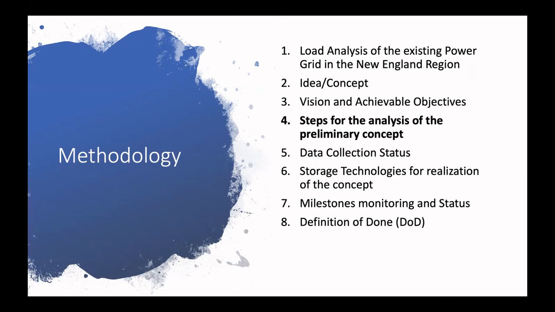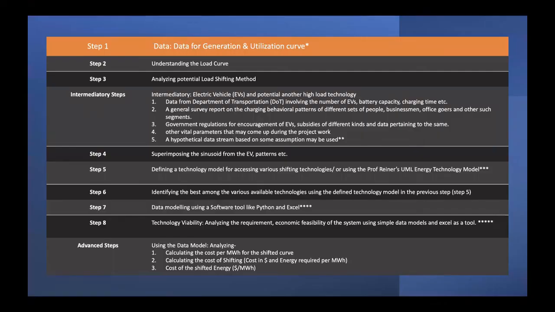The analysis of this methodology of load shifting is done in the following steps. Step number one, collection of the data. Step number two, understanding the load curve. Step number three is analyzing the potential method for the load shifting. Note, step two is partially completed. Step number three is almost complete, and we have selected storage systems for load shifting.